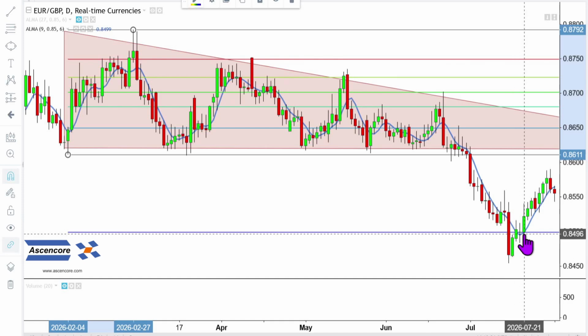And that opposes the trend noticeably. Confirmation of this is soon seen with trading and closing back above the ALMA to form a relatively fast upswing.